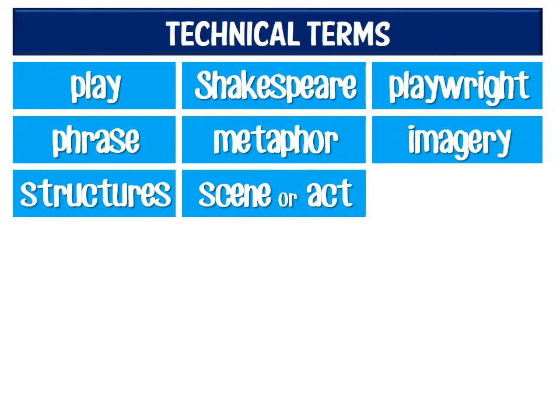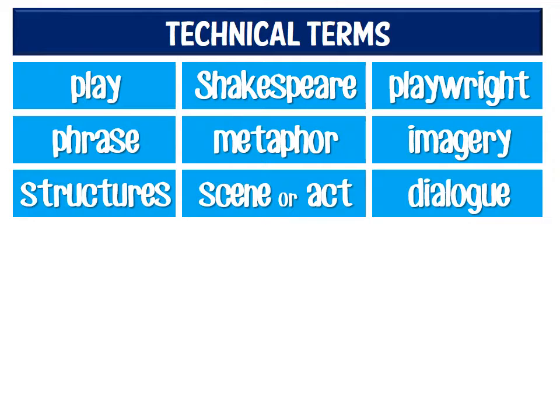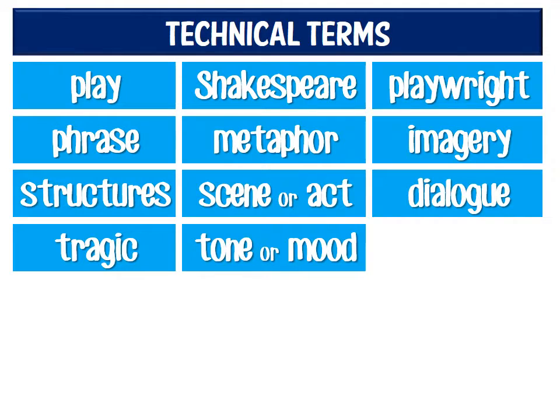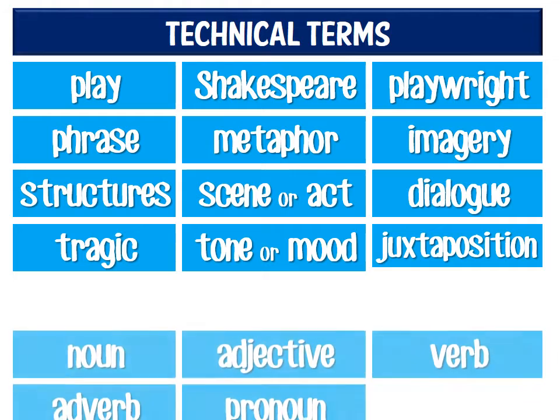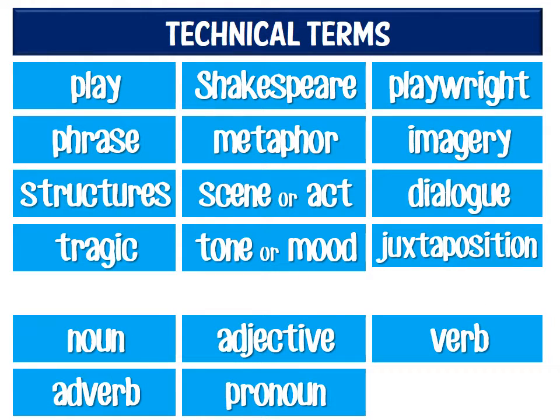If you talk about scenes or acts, that's a technical term, a structural term, and also a form term. Dialogue, for when they're talking to each other, is part of the form. If you can talk about tragedy, or what is tragic, that would be good. They would expect that, particularly if you're writing about Macbeth himself. You might talk about the tone or the mood of the scene and how it changes. You might find something to talk about to do with juxtaposition or contrast, which are very similar things. Obviously, as with any other English exam, any references to nouns, verbs, adverbs, that kind of thing, are completely relevant, and it will get you marks.